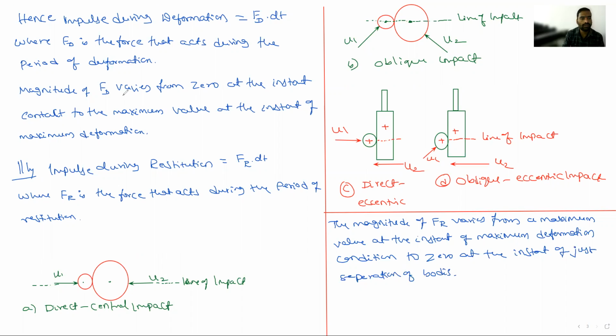See the FD values. It varies from 0 to maximum. Correct? 0 is at the instant of contact, and maximum at the instant of maximum deformation. And FR, the restitution force, is maximum at the instant of maximum deformation and 0 at the instant of separation. Okay, this you should know.